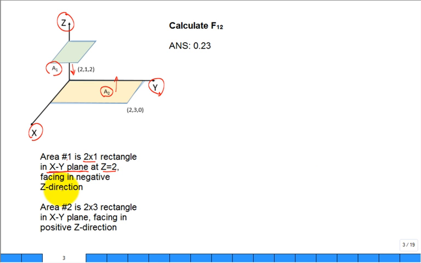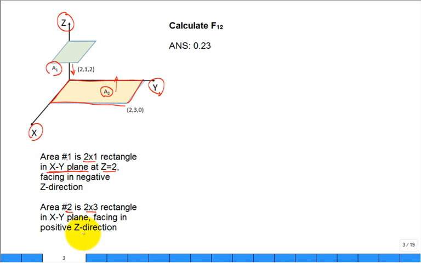It's facing in the negative Z direction, facing downward. Okay. Then area 2 is a 2x3. So you go out 1, 2, 3, and then you go out 1, 2, and there it is. That's our rectangle. It's facing upward. And it is in the XY plane at elevation Z equal to 0.